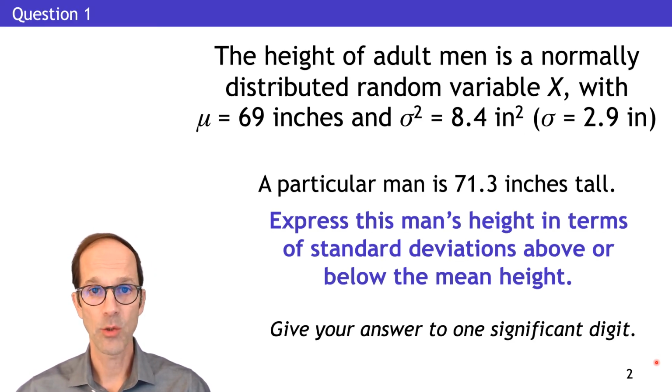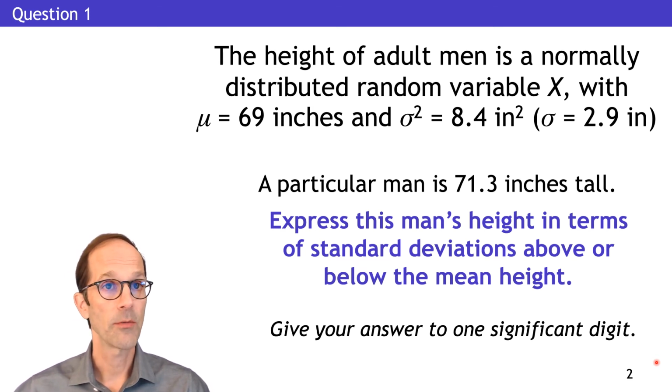I'm basically going to ask you to take a normal random variable and standardize it. So the variable we'll use is the height of adult men. The height of adult men is a normally distributed random variable x with mean mu of 69 inches and variance sigma squared of 8.4 inches squared. In other words, standard deviation sigma of 2.9 inches.